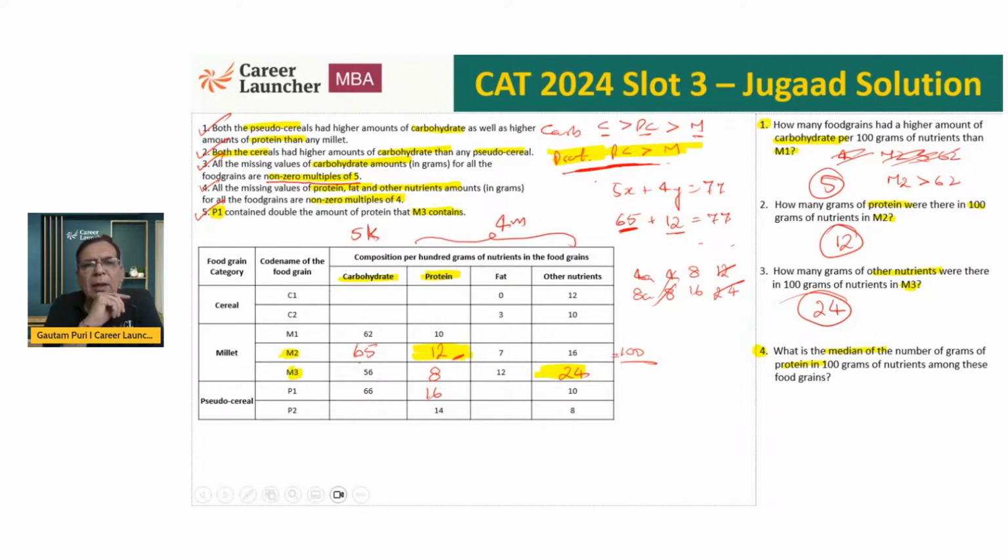Now what is the question left? We need to find the median number of grams of protein in 100 grams of nutrients. So we need to find only these two values. If I need only these two values, why will I worry about the others? I'm highlighting in red some things that I have nothing to do with, so don't waste your time. My suggestion is that you should not waste your time on these. I don't need these at all. This is a waste of time.